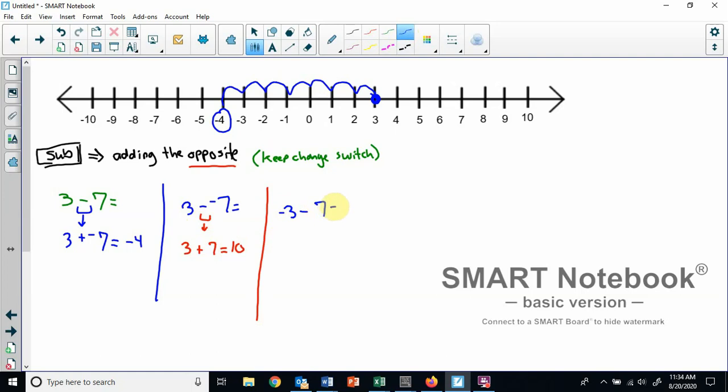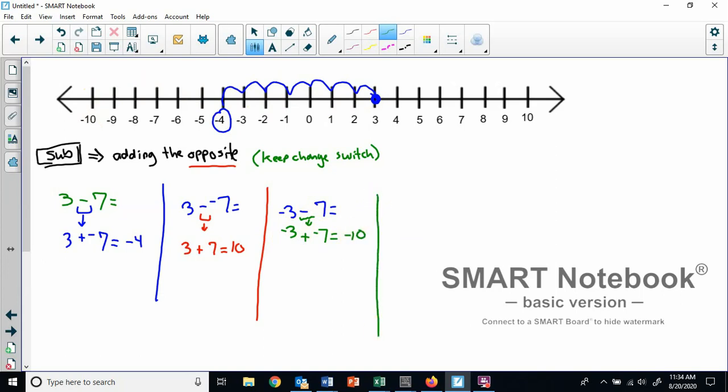minus positive 7. And you say, oh man, that's a little bit confusing, but it's not all that bad if I just say, okay, well, let's turn this subtraction into adding the opposite. What's the opposite of positive 7? Negative 7. So I turned it into adding the opposite. Negative 3 plus negative 7. If you were at negative 3 and you move back negative 7, you're going to be at negative 10.